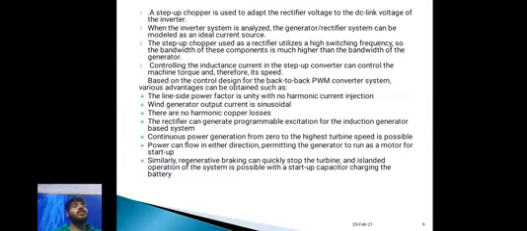Based on the control design, the back-to-back PWM control system has various advantages. The line side power factor is unity with no harmonic current injection. The wind generator output current is sinusoidal in nature. There are no harmonic copper losses. The rectifier can provide programmable excitation for an induction generator based system. Power can flow in either direction, permitting the generator to run as a motor for startup. Similarly, regenerative braking can quickly stop the turbine. Operation of the system is possible with the startup capacitor at the time of charging the battery.